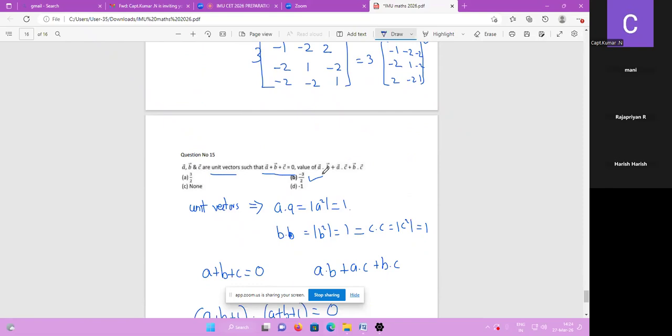Okay. So most of them think, because it's a dot product, it comes in squares, so it will never become negative. So they choose 3 by 2. That is wrong. In a dot product also, you may get a negative value. Since they are unit vectors, they think it must be positive, so they all choose 3 by 2. That may be wrong. In cross product also, you may get a negative value.